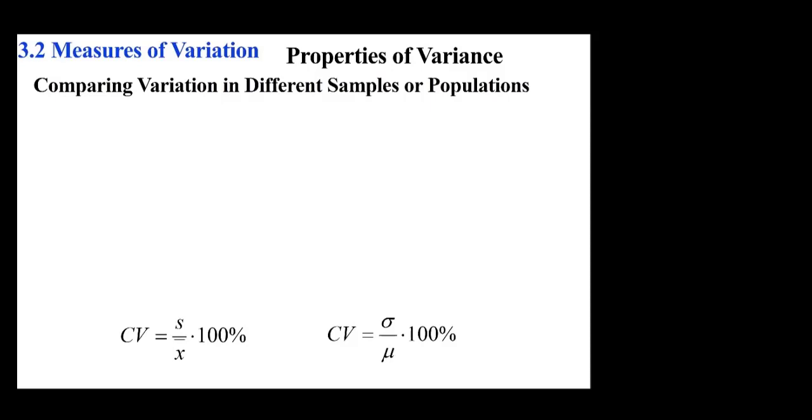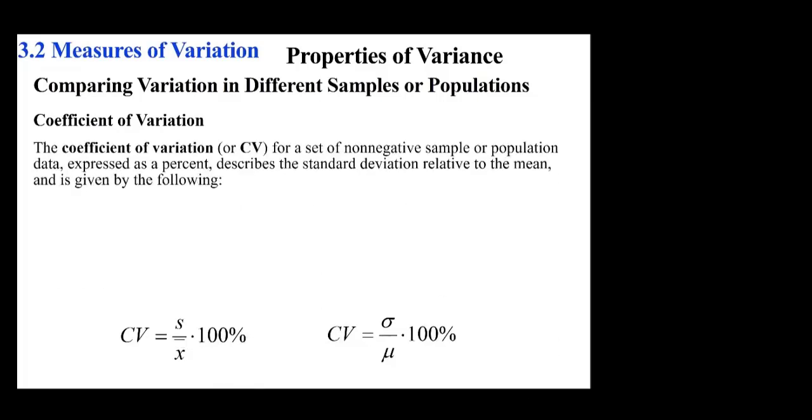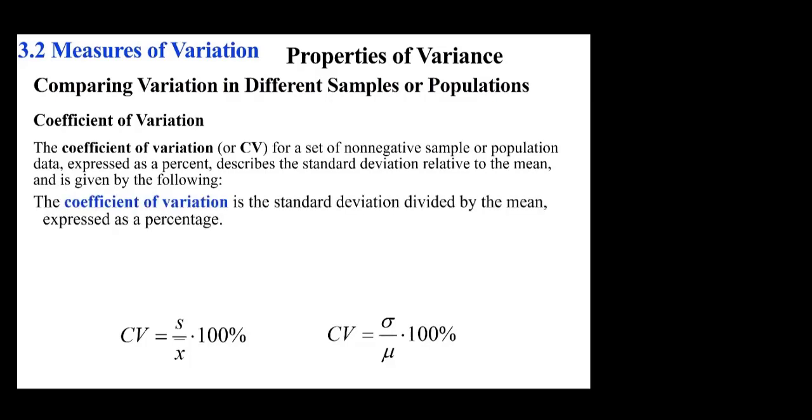Comparing variation in different samples or populations, we use what's called coefficient of variance. They call it CV or CVR or COVR, depending on the text. It is the ratio of the standard deviation to the mean, and then you can change it to a percentage. So coefficient of variance is defined for a set of non-negative sample or population data, expressed as a percent, describes the standard deviation relative to the mean and is given by the following. The standard deviation divided by the mean expressed as a percentage.